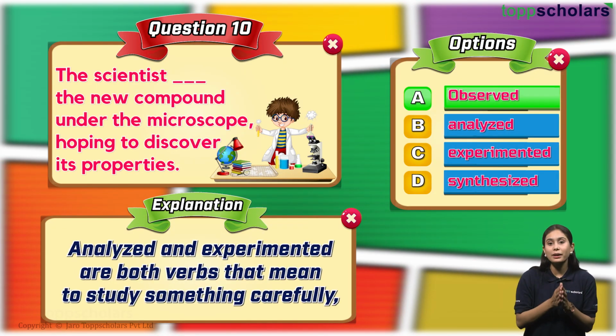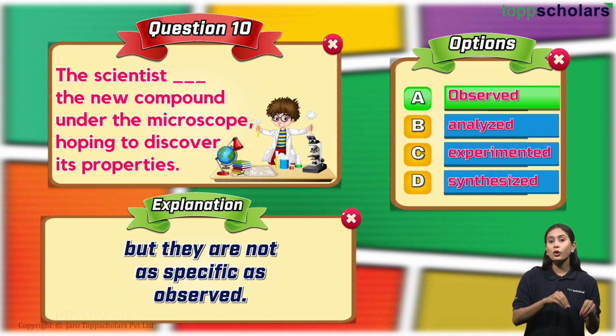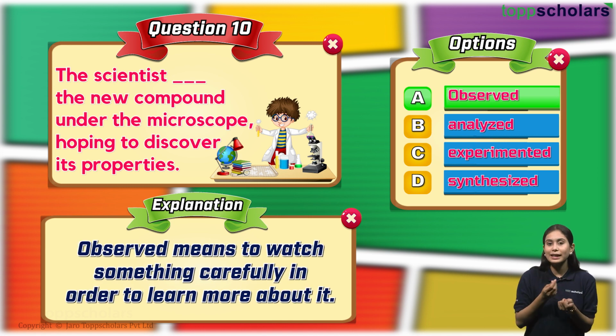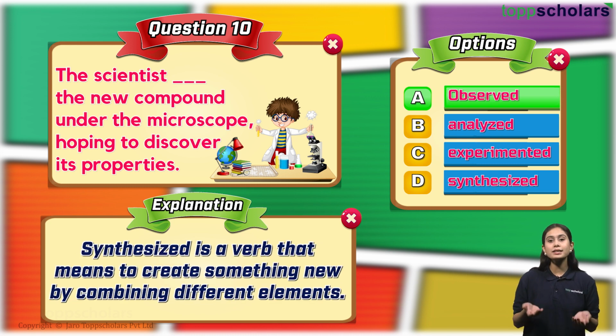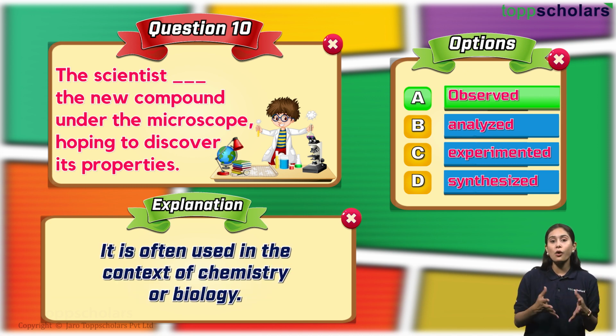Analyzed and experimented are both verbs that mean to study something carefully, but they are not as specific as observed. Observe means to watch something carefully in order to learn something more about it. Synthesize is a verb that means to create something new by combining two different elements. It is often used in the context of chemistry or biology.